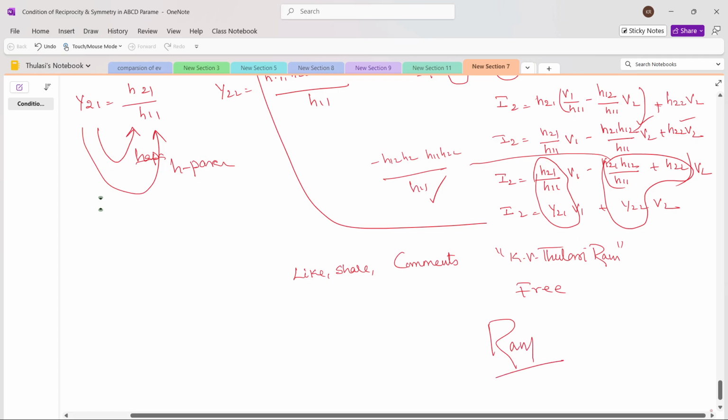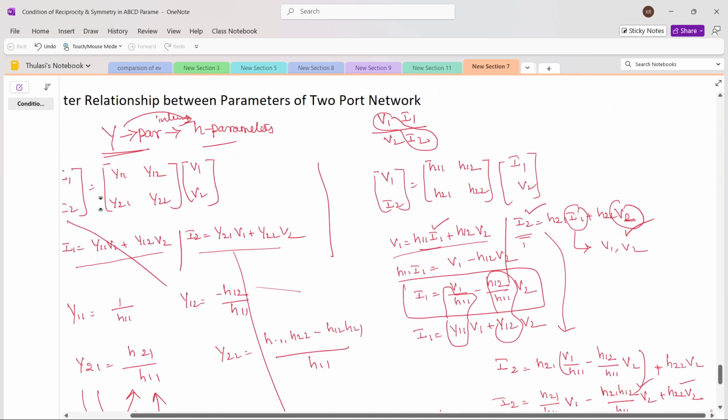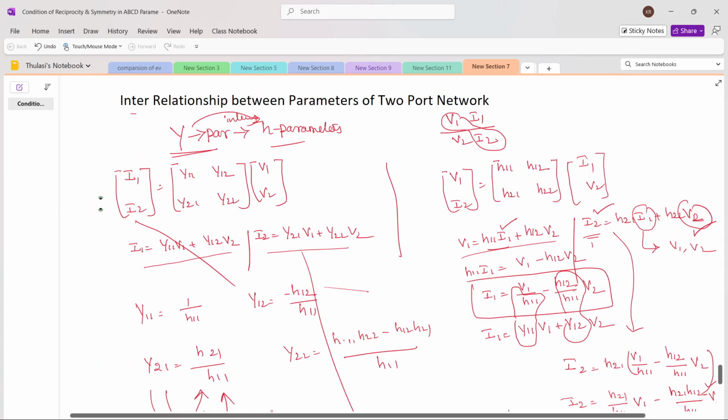So this is how we successfully understood the interrelationship between y parameters in terms of h parameters.